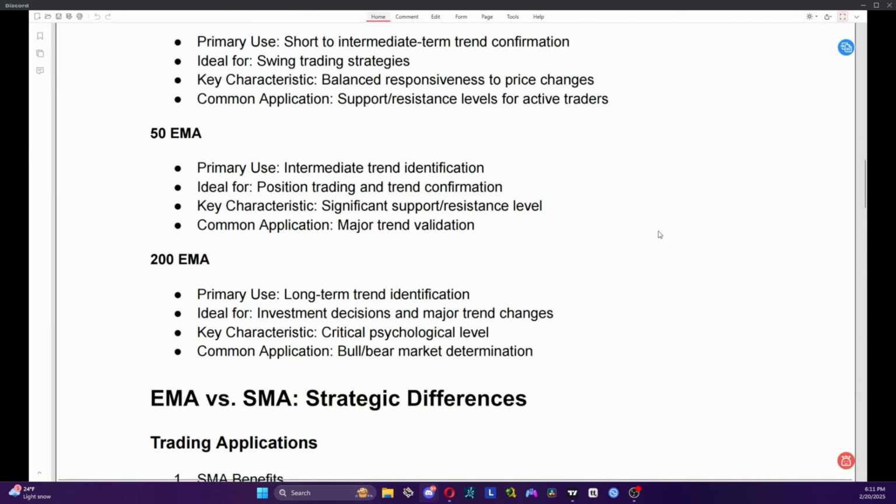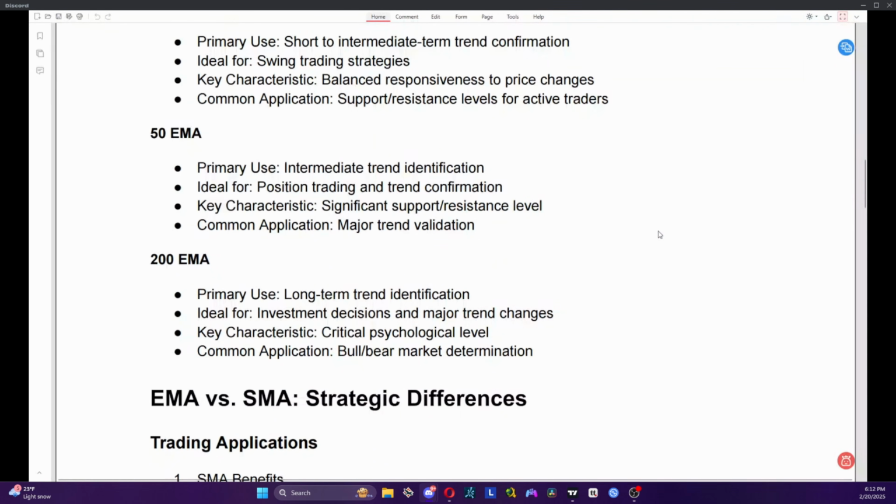Now, the 200 EMA, it's a long-term identification. So when you look at the 200 EMA, you have to look at it as a critical break point for confirmation of all of the smaller EMAs. In this case, the 8, the 21, and the 50. When price breaks and closes above or below the 200 EMA, you have a directional shift and confirmation of the market direction.